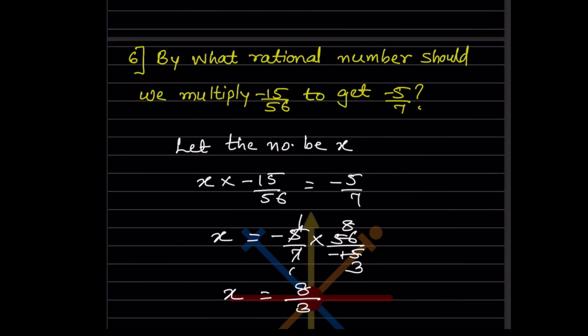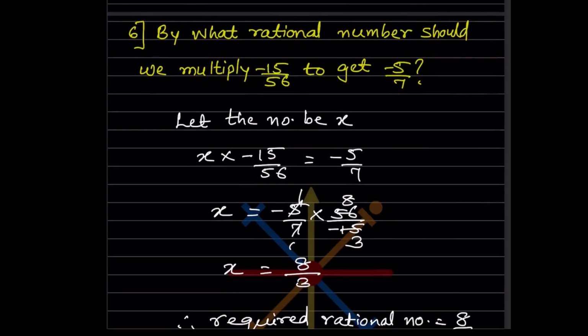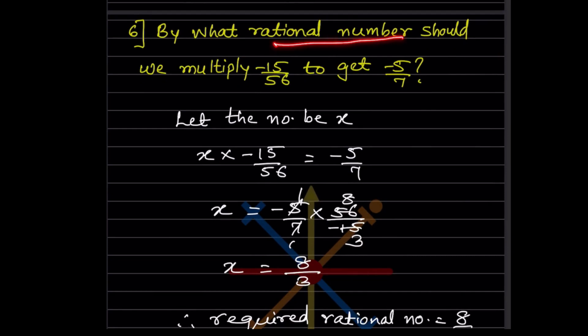By what rational number should we multiply minus 15 by 56 to get minus 5 by 7? So let the number be x. We have to multiply. So x into minus 15 by 56, that is given as, to get minus 5 by 7, means is equal to minus 5 by 7. So x will be, see, this is the right hand side as it is, but now this is multiplication. So this is going to get flipped over. The sign is going to be the same. So 56 by minus 15.